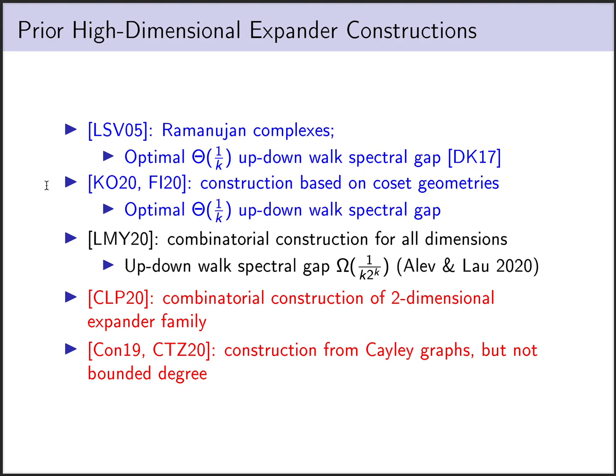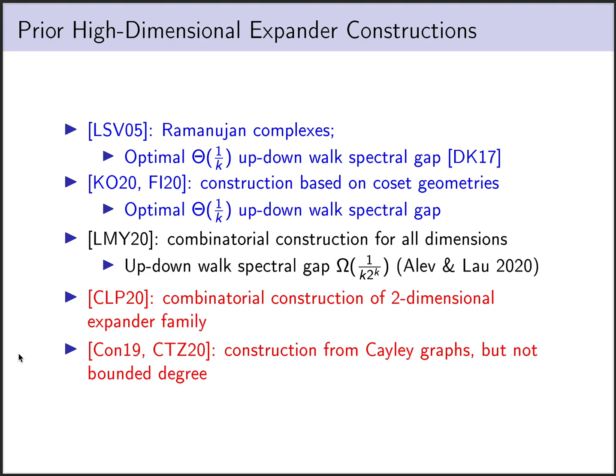Now, the second construction is significantly more elementary than Ramanujan complexes, but both of these are still algebraic and somewhat involved to analyze, or at least they're significantly less elementary than the analysis of the construction that I'll look at, which is a modification of the LMY construction. This is purely combinatorial. It's essentially a higher dimensional graph product, and it is unfortunately not optimal. So the spectral gap in dimension k is on the order of 1 over k times 2 to the k. That was a bound shown by Lau.